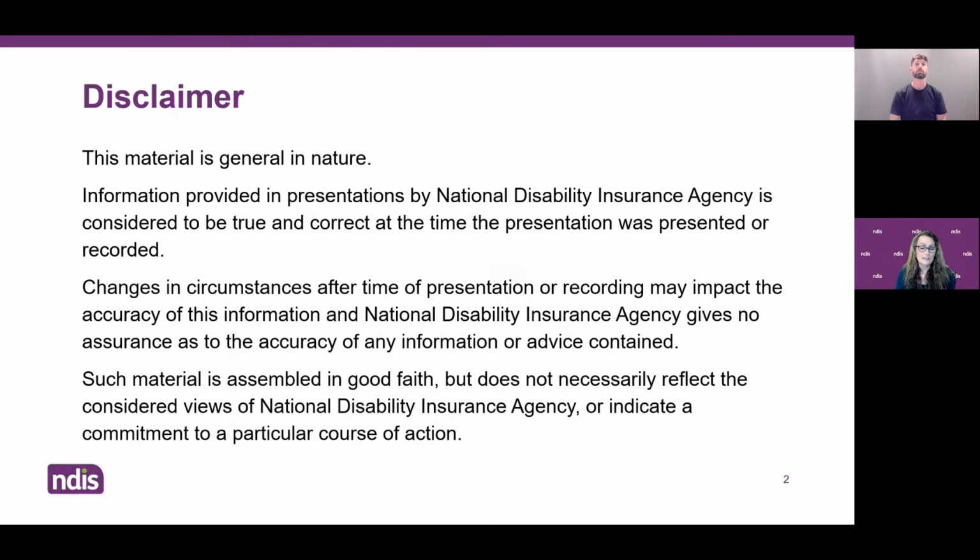The material in today's information session is general in nature. Information provided in presentations by the NDIS is considered to be true and correct at the time the presentation was presented or recorded, and changes in circumstances after the time of the presentation or recording may impact the accuracy of this information.